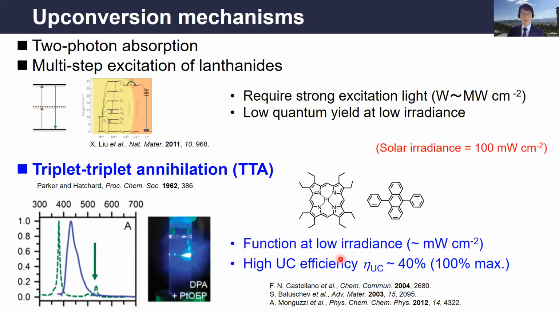There are several upconversion mechanisms, such as two-photon absorption and the multi-step excitation of lanthanides. But unfortunately, they require very strong excitation light at over watt per square centimeter. So eventually at solar irradiance, the quantum yield becomes very low. Instead, people have recently become interested in triplet-triplet annihilation, TTA-based upconversion, because it works at low irradiance, and the upconversion efficiency can also be high, typically up to 40% if you set 100% as the maximum.